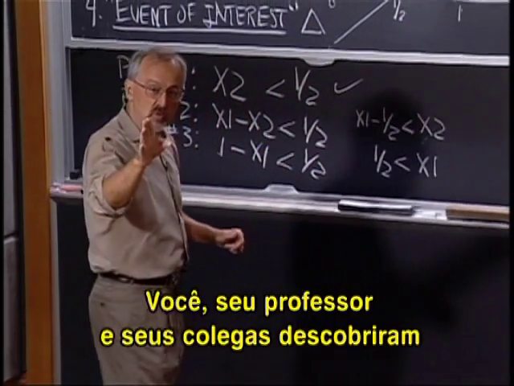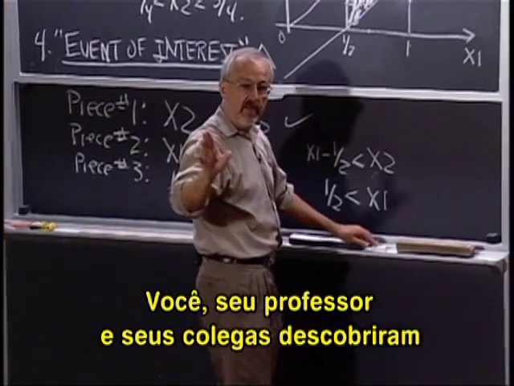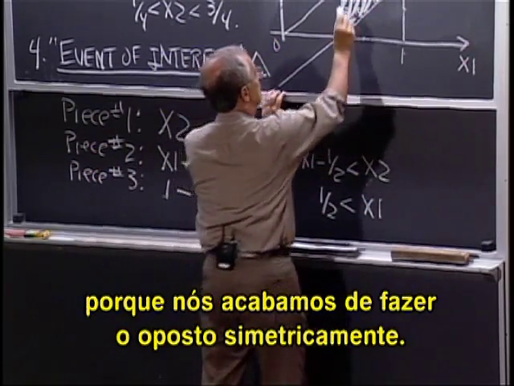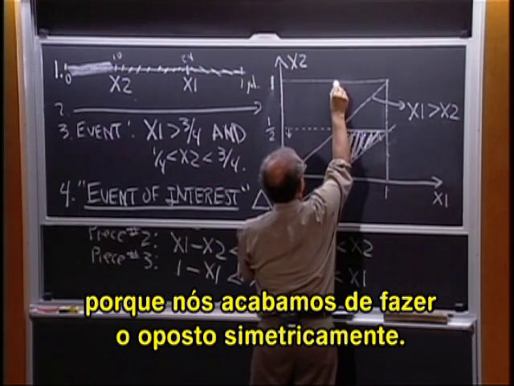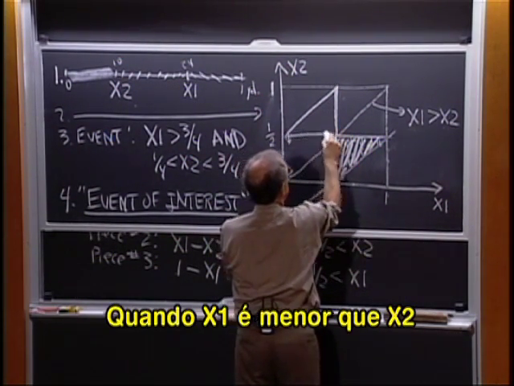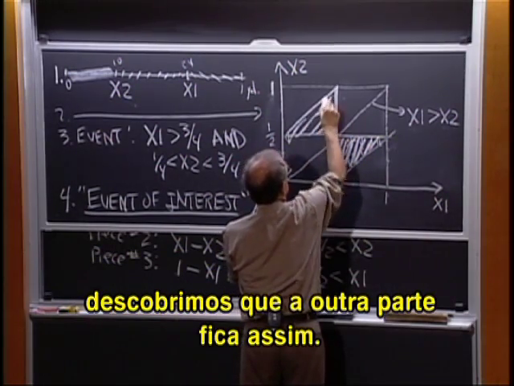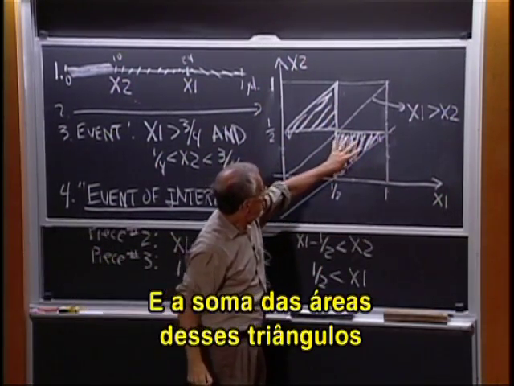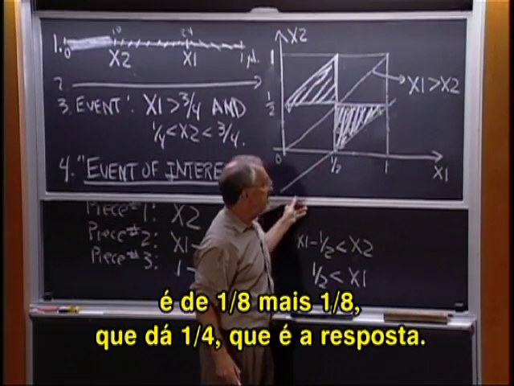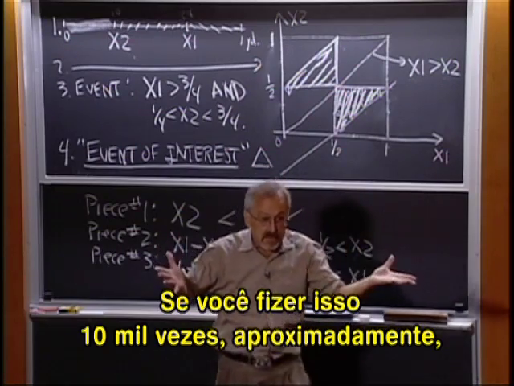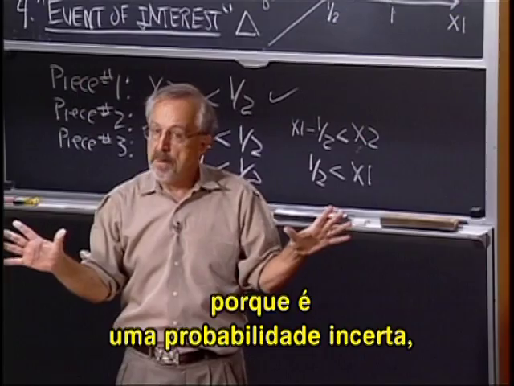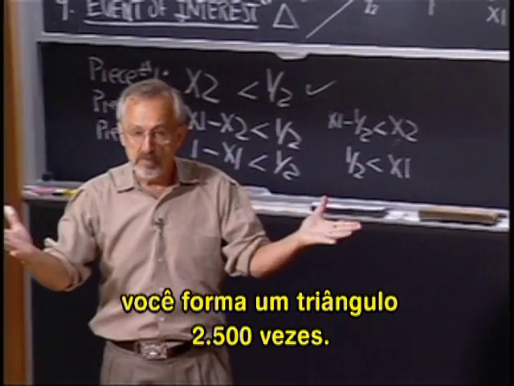Congratulations. You and your teacher and your class have discovered that the probability that you can form a triangle from this experiment is 25%, because in class you've just done the symmetric reverse of this, when we have x1 less than x2, and you found the other part. The area of these two triangles summed together is 1/8 plus 1/8, which is a quarter, and that's the answer. So if you did this roughly 10,000 times, approximately, you don't know exactly because this is uncertain probability, 2,500 times you could form a triangle.